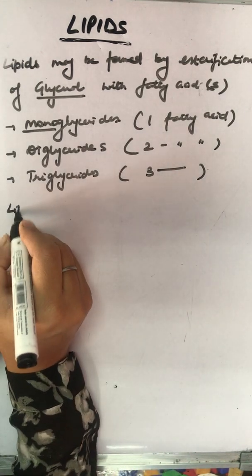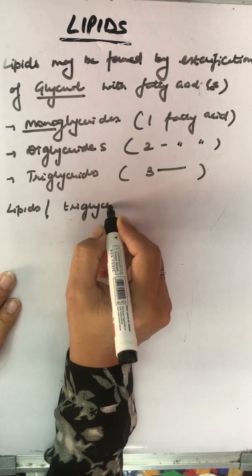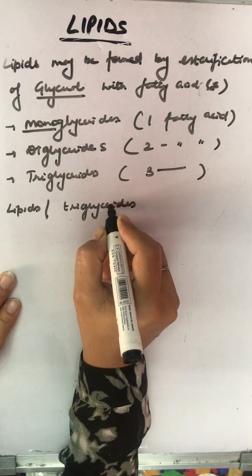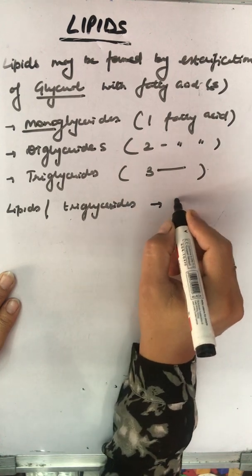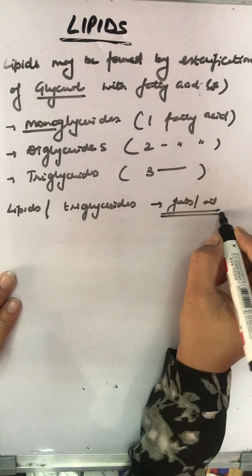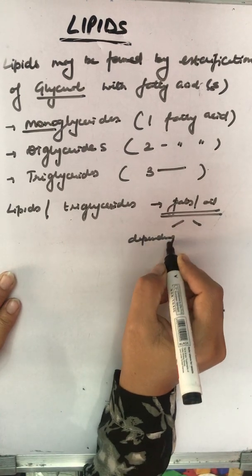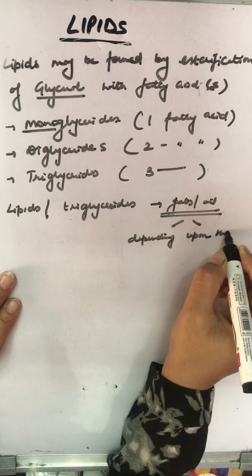The lipids or the triglycerides, they are called fats, they are called oil. Why do they call fat and oil? That depends on their melting point.